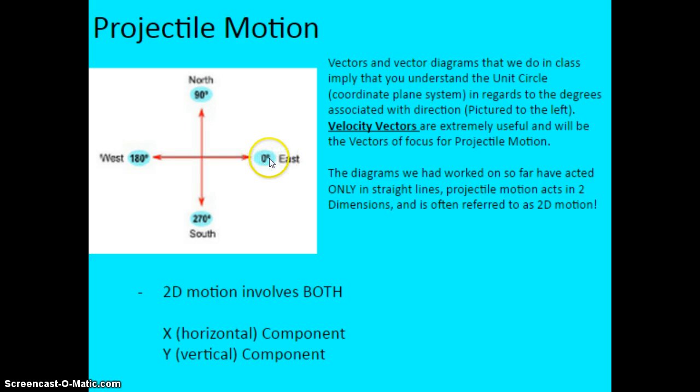So here we've defined east is 0 degrees, north is 90, west is 180, and south is 270. And when we complete the circle, 360 degrees also represents east. So really 0 is this quadrant right here, 0 to 90 degrees, 90 to 180, 180 to 270, and 270 to 360.